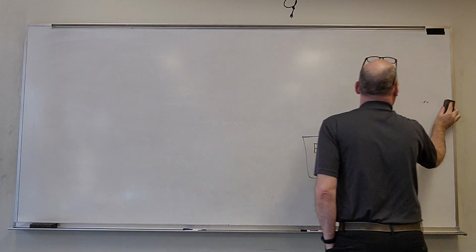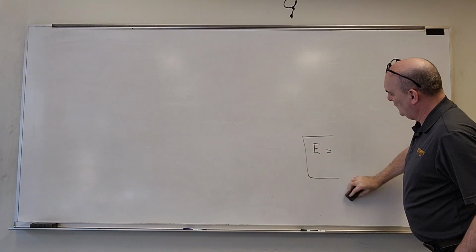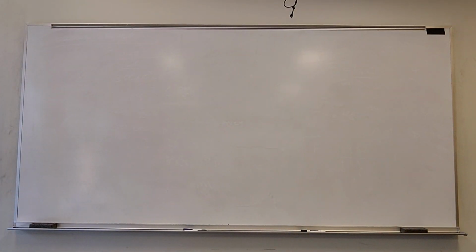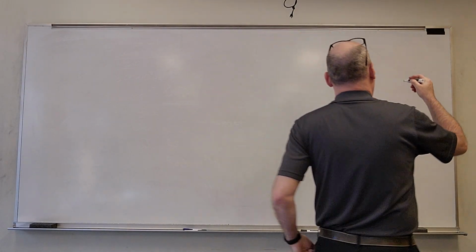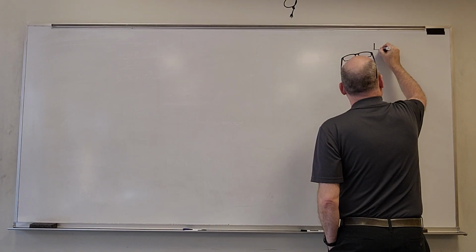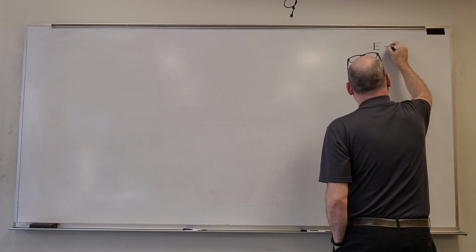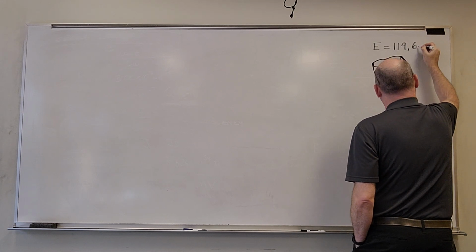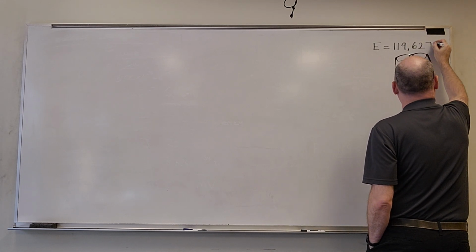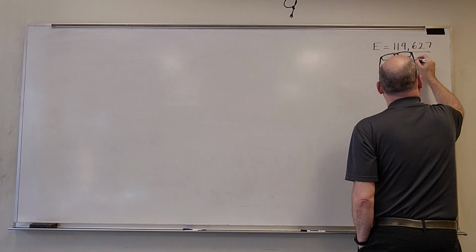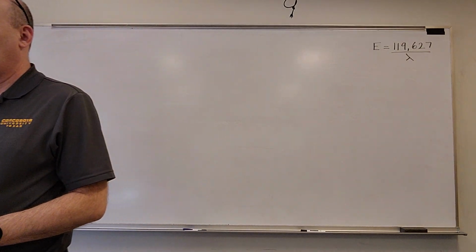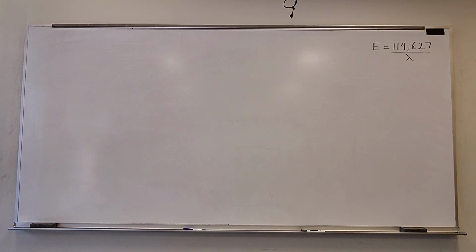So when enthalpy finally shows up, and it's just about to show up, we will revisit. I'm going to keep this on the board because we'll come back to it a couple of times. The energy of an event is 119,627 divided by the wavelength of the radiation instigating that event. Wouldn't that be joules? It's going to be in joules, yeah.